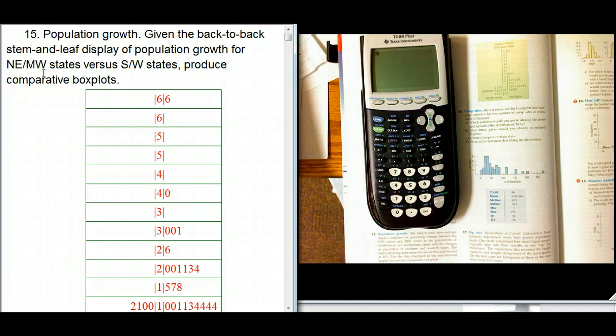Of population growth for the Northeast and Midwest states, that's going to be on the left, versus South and West states in the U.S., that's on the right. And all they're asking is producing comparative box plots. And of course, what they really mean by that is produce comparative box plots and then tell something about what that means. Let's make some conclusions. And then I'm also going to go a little further and talk a little bit about mean and standard deviation as opposed to median and interquartile range for this problem.